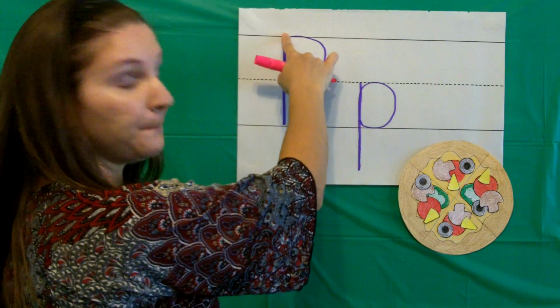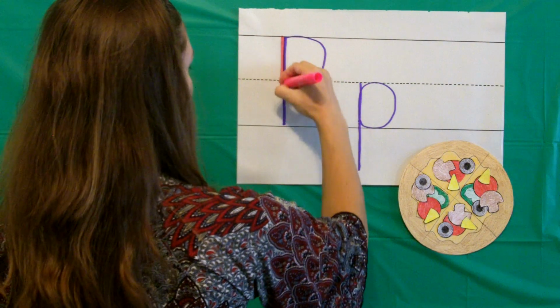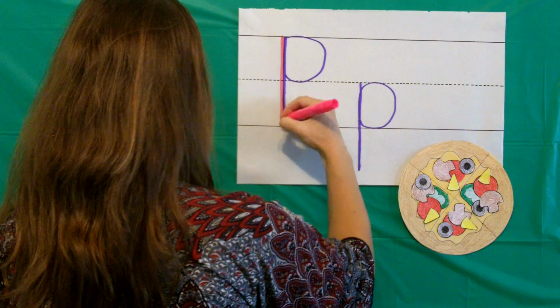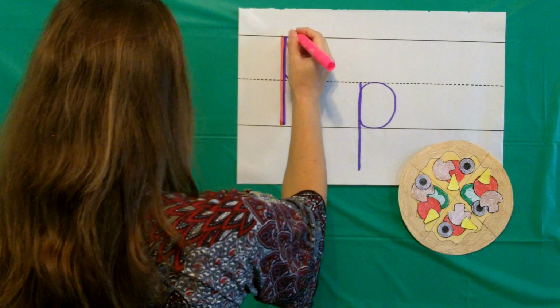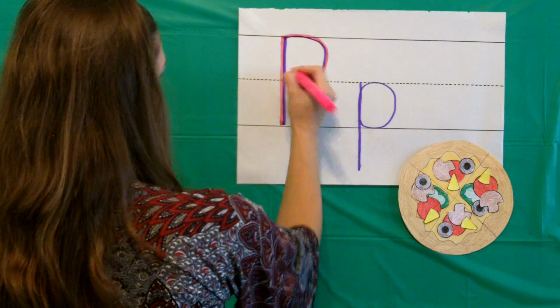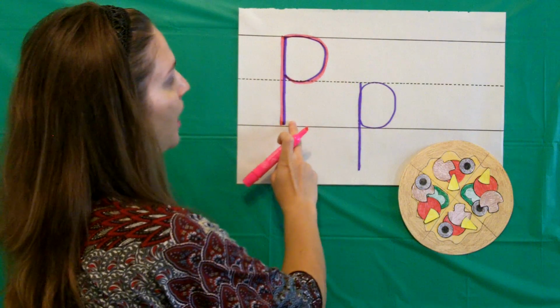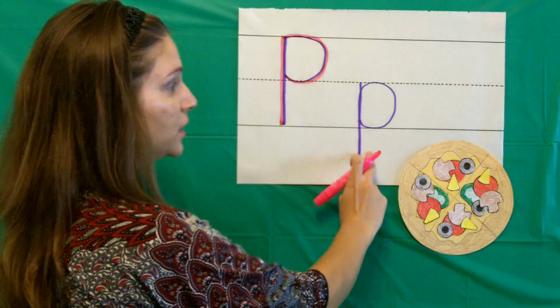You start at the top, and you pull down your pencil. Then pick it up off the ground, add half a plum, nice and round. And there you have your uppercase or capital letter P, P. Now let's move on to the lowercase.